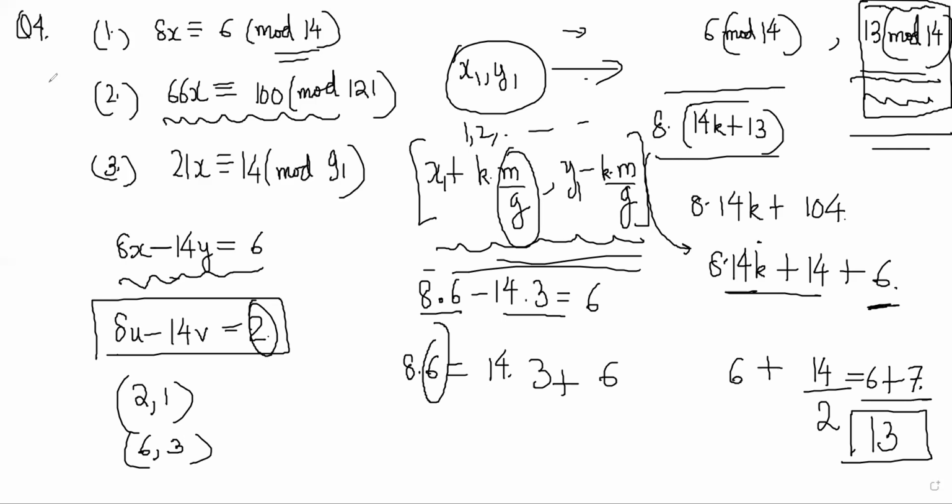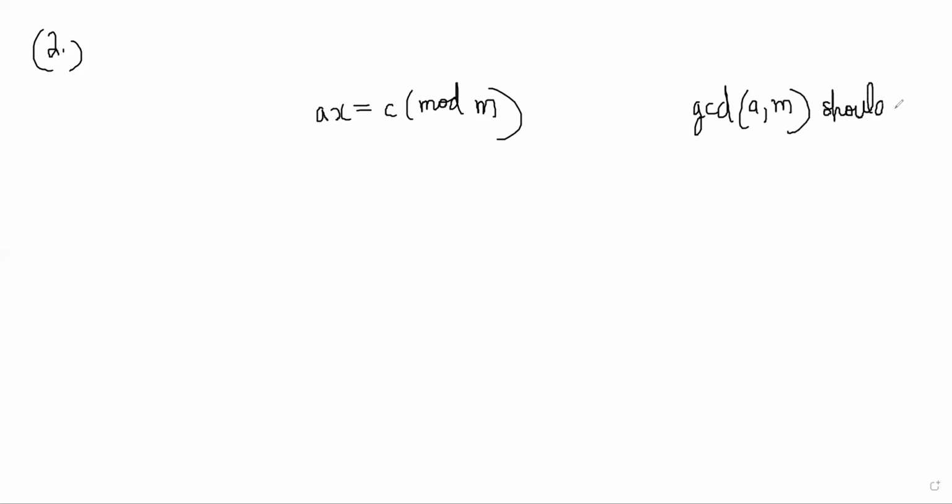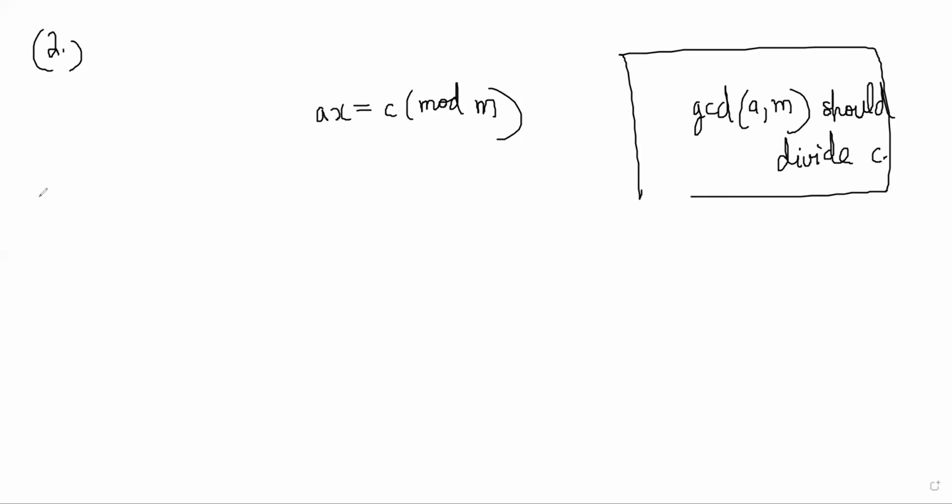So let's look at the second part. What are the answers that you got? I got only one answer. No, it was no solution. Second part was 66x is equal to 100 mod 121. So GCD of 66 and 121 is 11, but it does not divide 100. So there is no solution. The condition on this congruence ax is equal to c mod m was what? GCD of a and m should divide c. Then only you will get a solution. But in this case it doesn't happen, so no solution.